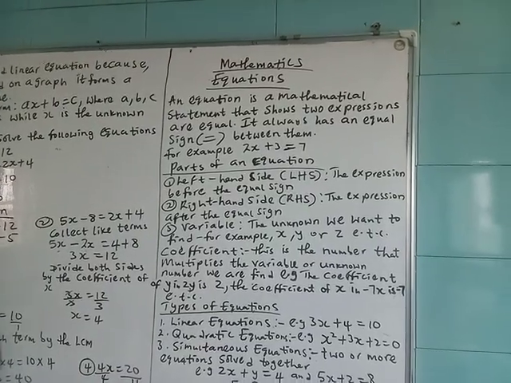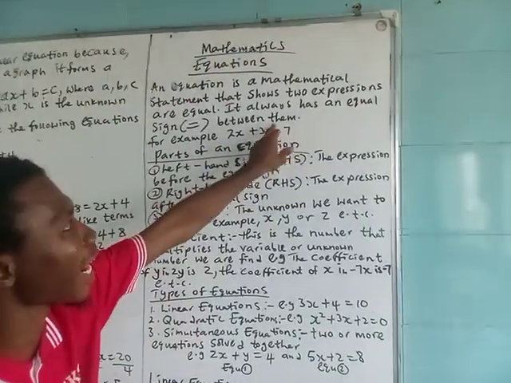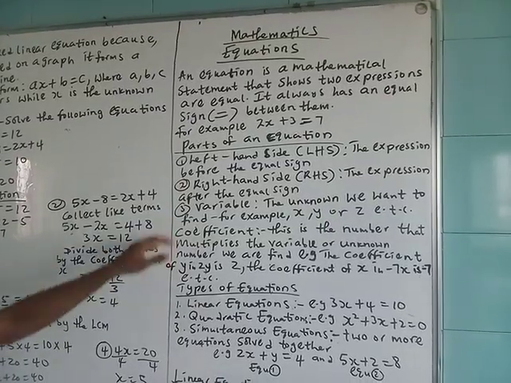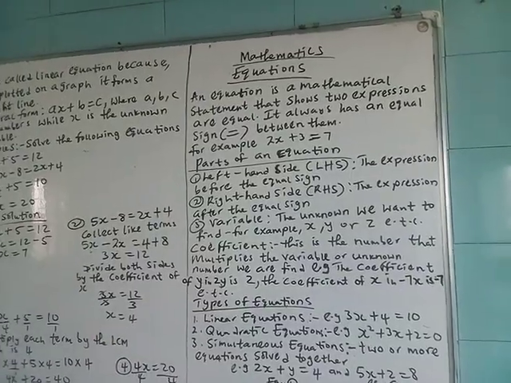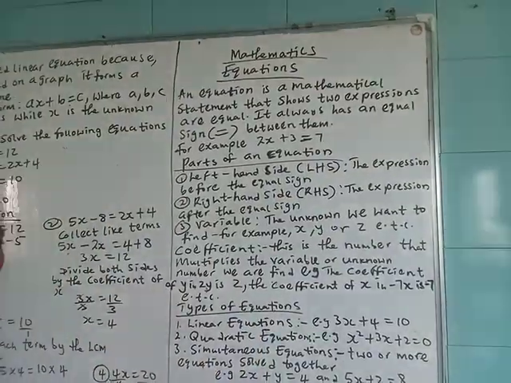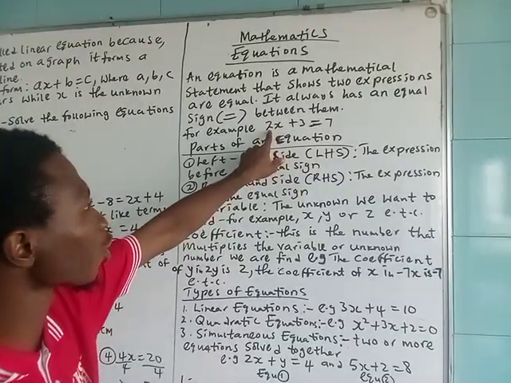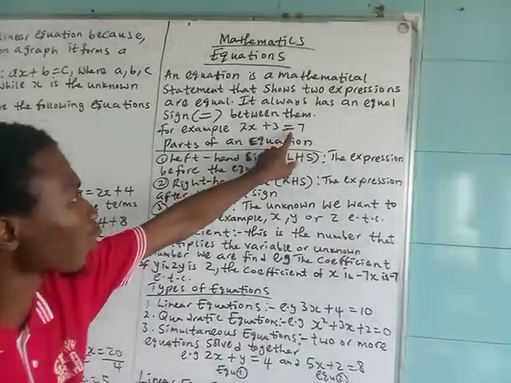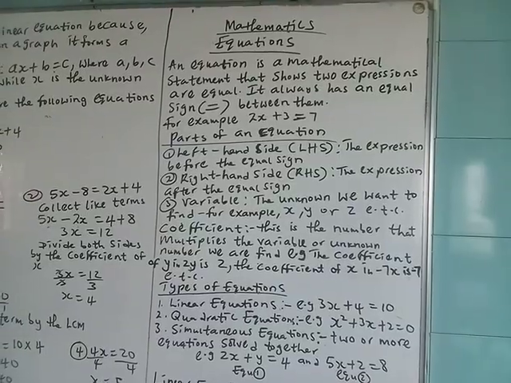So, these expressions always have an equal sign between them. An expression that has an equal sign between them is what we know as an equation. Then, examples. We have 2x plus 3 equals 7. That's an example of an equation. And you can look at the parts of an equation. You have the left-hand side and the right-hand side. The expression before the equal sign is your left-hand side. The expression after the equal sign is what we call the right-hand side.